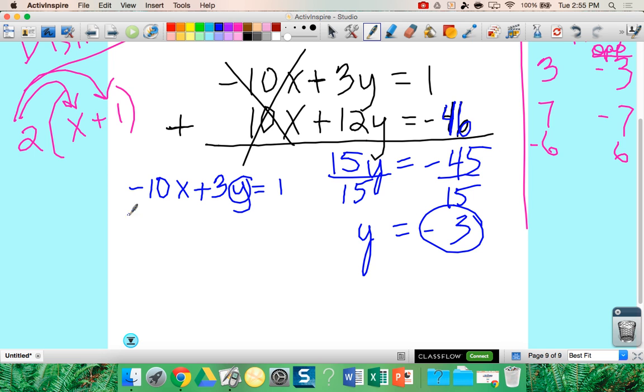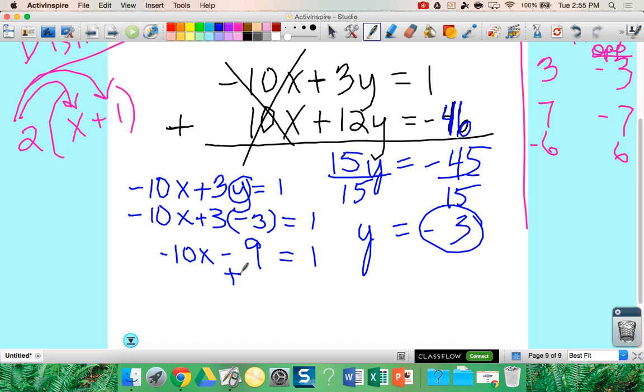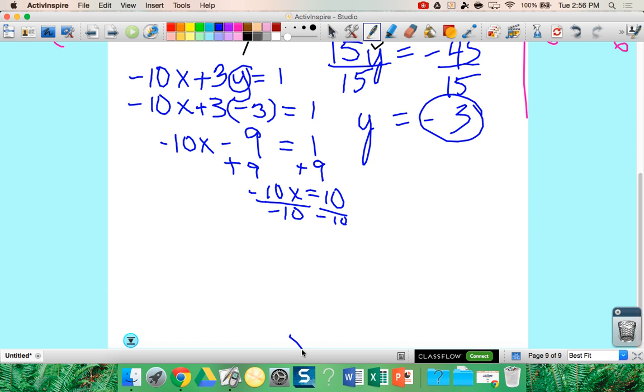Okay, so negative 10x plus 3 times negative 3 equals 1. Negative 10x minus 9 equals 1. Negative 10. What does x equal? Negative 1. So x equals negative 1.